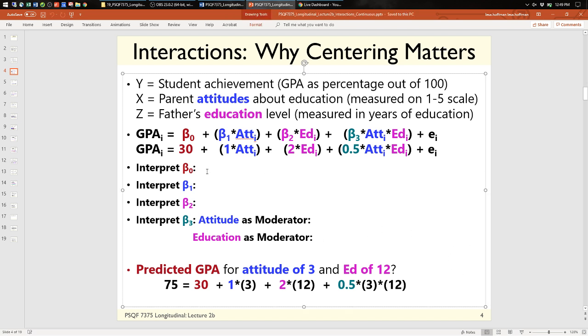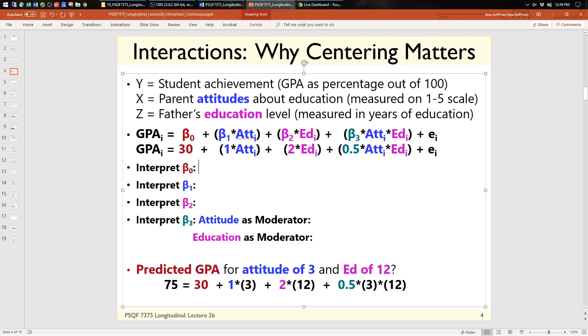So here's my model. Let's say I'm trying to predict student GPA on a percentage scale as my outcome, as a function of parent attitudes about education, an average on a 1 to 5 scale across items. I'm also controlling for the father's education level, measured in years of schooling. I put attitudes and education directly into the model, without centering or transforming them. Let's say the software returns these fixed effects. So we're back to regression. This is just a cross-sectional example where people are independent, no longitudinal.